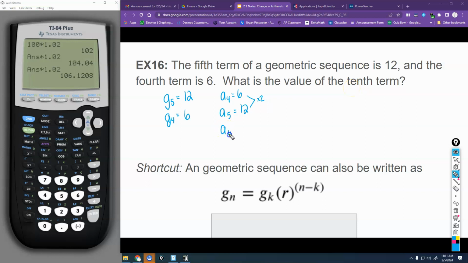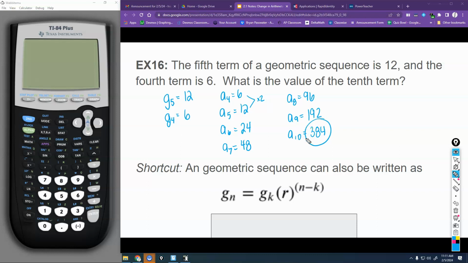If I want A sub 6, it would be 24. A sub 7 would be 48. A sub 8 would be 96. A sub 9, I'm going to start needing my calculator over here, 192. And then A sub 10, what do you guys get? 384. Okay, so again, if they give you this problem, that's probably the way I would do it. But if they give you something way bigger, it might become really difficult to do this way.